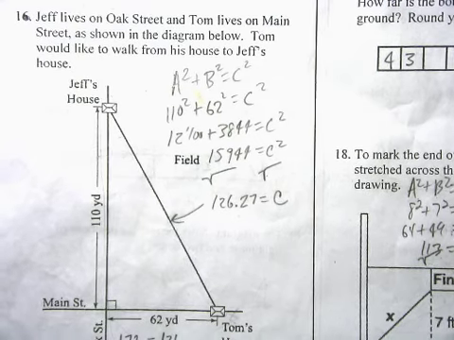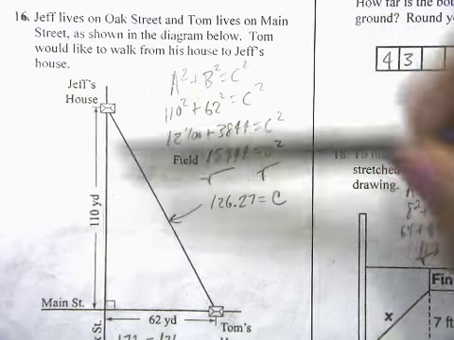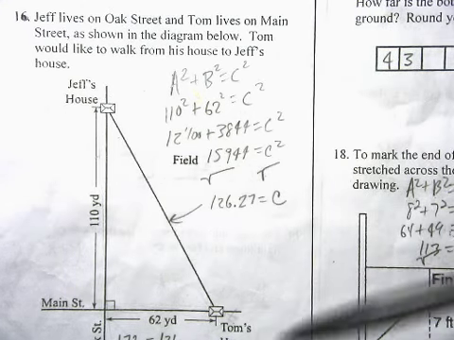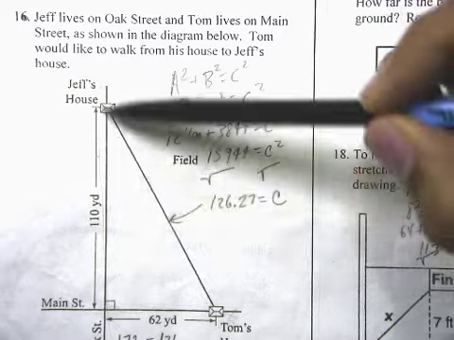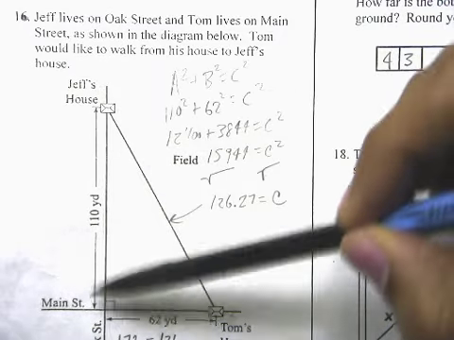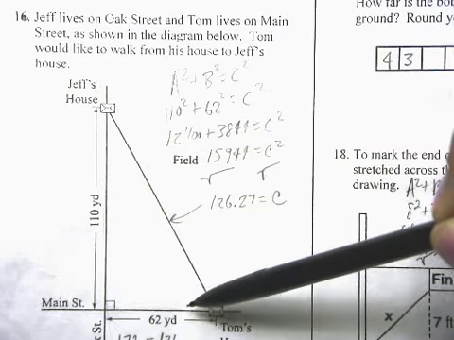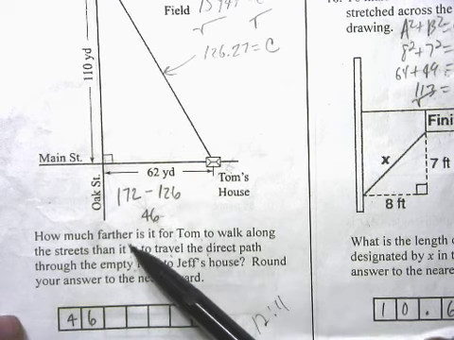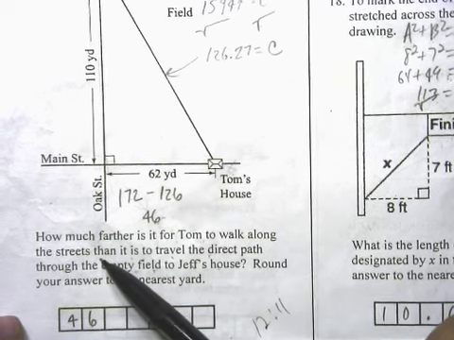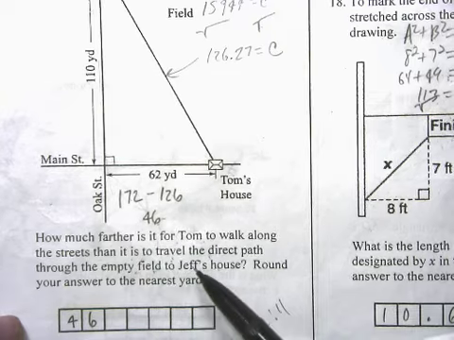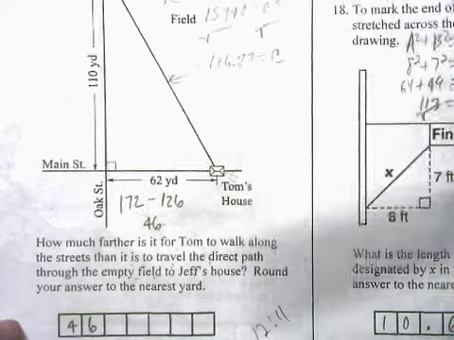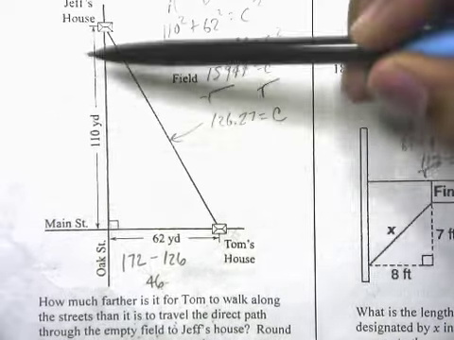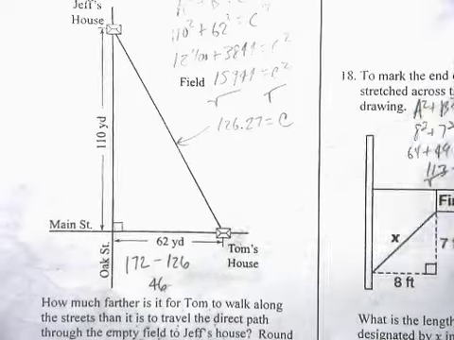Question number 16, boy, was this a misunderstood question, okay? This is a simple Pythagorean theorem question, guys. They tell you that here's Jeff's house, and he wants to get to Tom's house, right? And now, if you get from Jeff's house to Tom's house, walking along the street, that's going to be 110 yards plus 62 yards. That's 172 yards, right? The question is asking you, look what it says. It says, how much further is it for Tom to walk along the streets than it is to travel the direct path through the empty field?